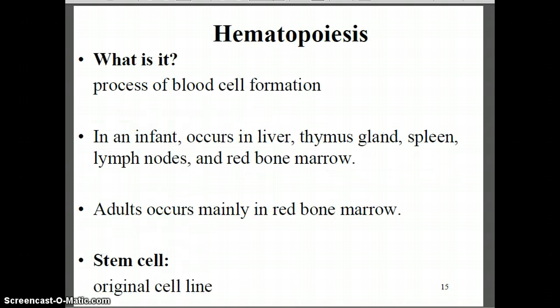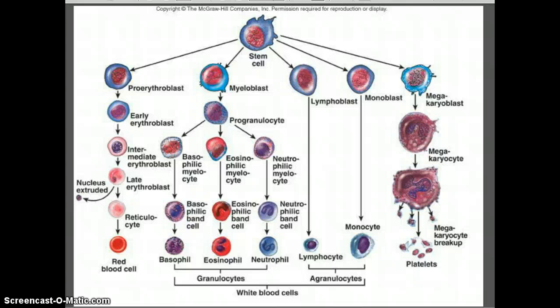Hematopoiesis means the process of red blood cell formation. In an infant, it occurs in the liver, thymus gland, spleen, lymph nodes, and red bone marrow, and in adults, mainly in the red bone marrow. The original cell line is a stem cell, which is a precursor to the ultimate formation of all of the types of blood cells: white blood cells, platelets, which you can see are cell fragments of a megakaryocyte.